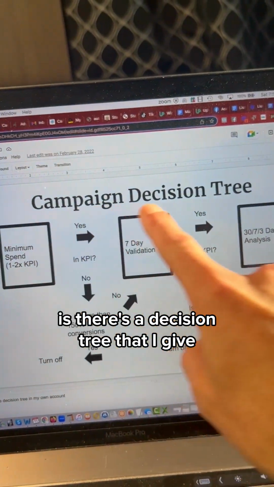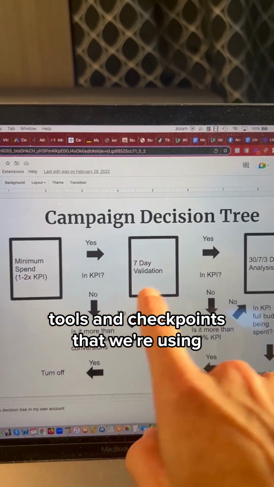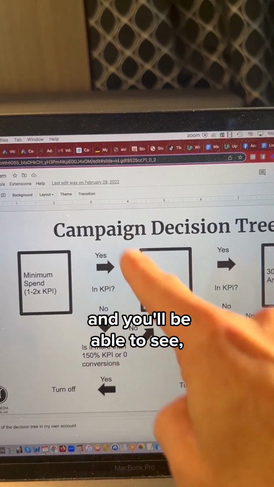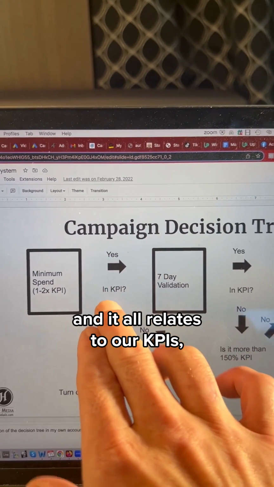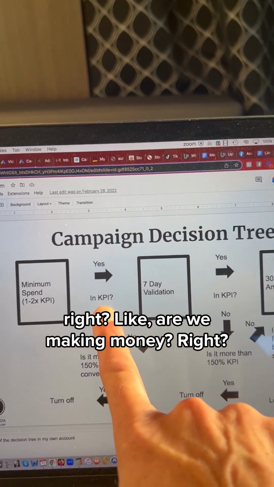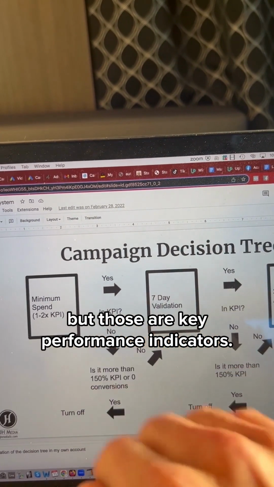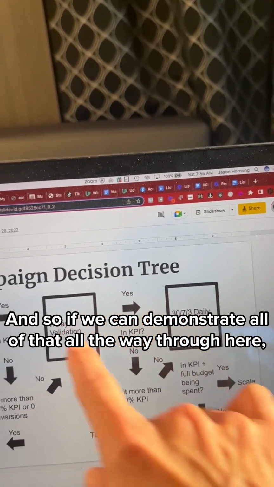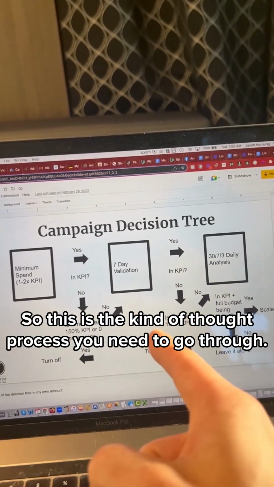Now, at the end of this particular training, and I think you'll find this very useful, there's a decision tree that I give that aligns with each of these analysis tools and checkpoints that we're using at the various phases of the campaigns. And so, you can look at this flow chart and you'll be able to see. So we just ask some questions at each of these phases, and it all relates to our KPIs, right? Like, are we making money? And that's what I teach people in terms of our KPIs. Now that might be vague to some people, but those are key performance indicators. And we're using the bottom line, which means that we're actually making money. And so if we can demonstrate all of that all the way through here, that's how we will send things up. So this is the kind of thought process you need to go through.